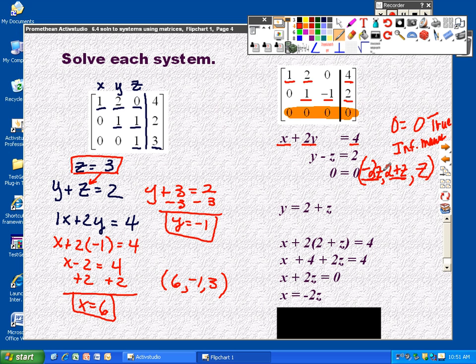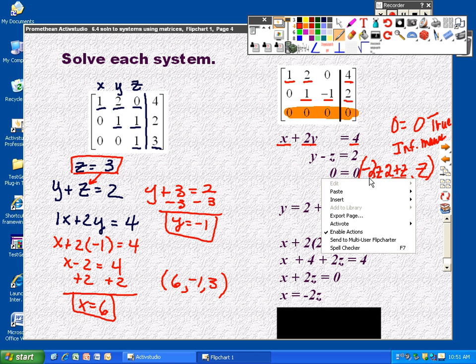And I know this is infinitely many because it was a true sentence, and it means I can pick any value for z, add 2 to it, and I'll have my y value, double the z value with a negative, and I'll have my x value.